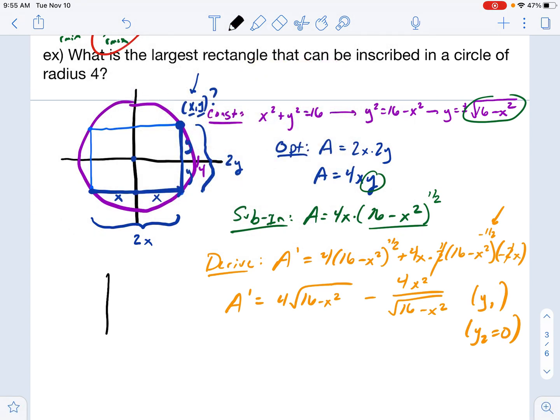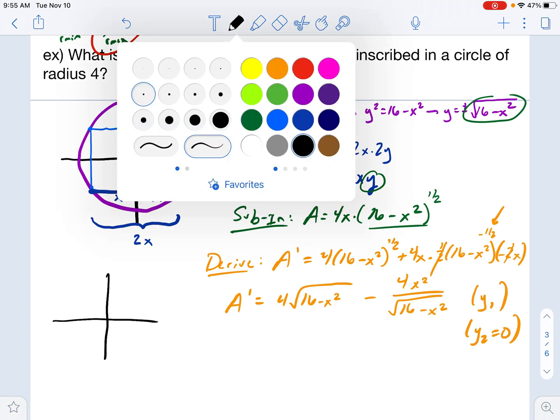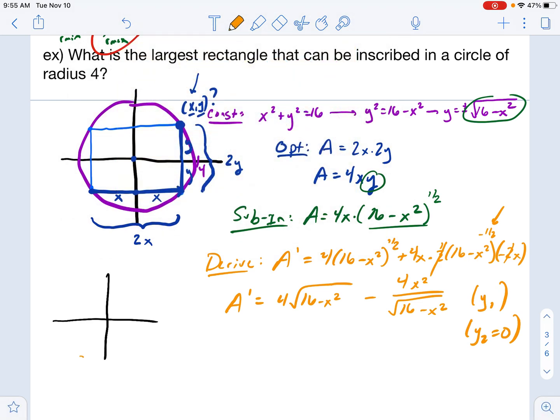And so here's what I get when I graph a prime on my calculator. More or less kind of looks like this. It's like going up, and then I lose sight of it, and then it comes back down. Okay, so here's the graph of a prime. I am looking for a relative max. I want the largest possible rectangle, so I want a prime to change from positive to negative for a max. Okay, a max, a prime changes positive to negative, and that occurs right there.